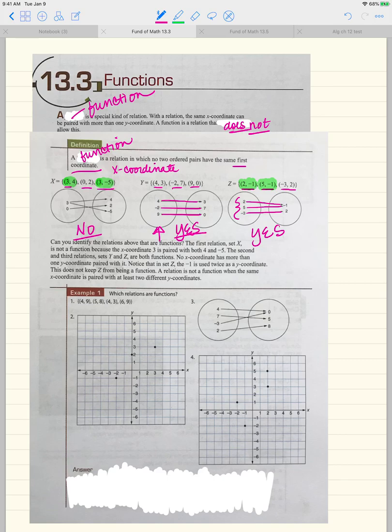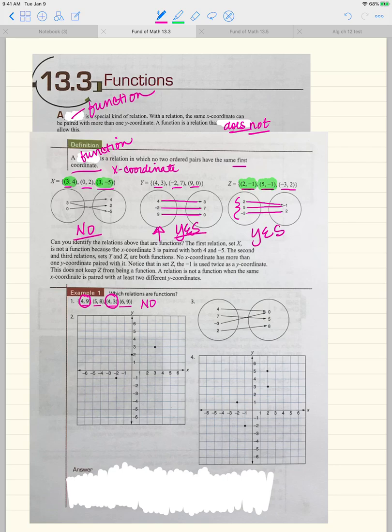Example number 1. Which relations are functions? So number 1 in example number 1, we have the set of ordered pairs (4, 9), (5, 8), (4, 3), (6, 9). Function or no? No. Why? Because (4, 9) and (4, 3), both of those have the same x coordinate of 4, so therefore this relation is not a function.